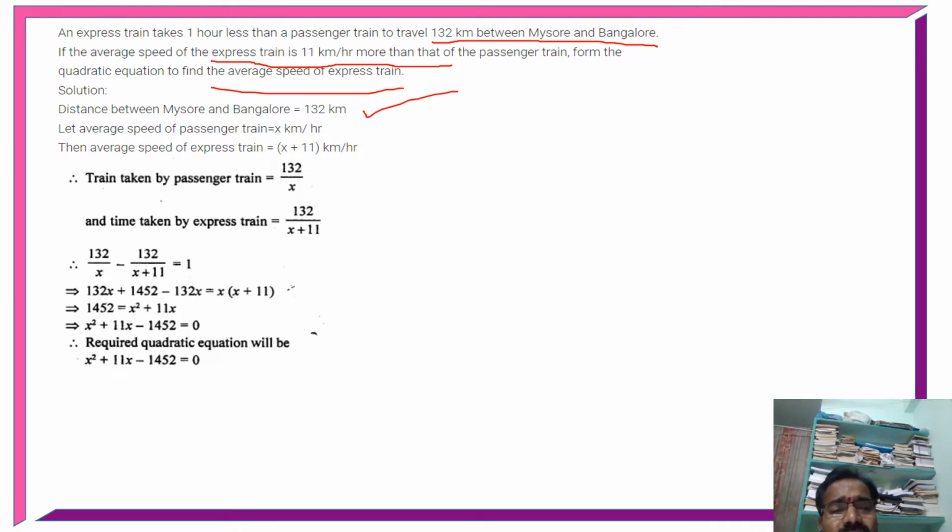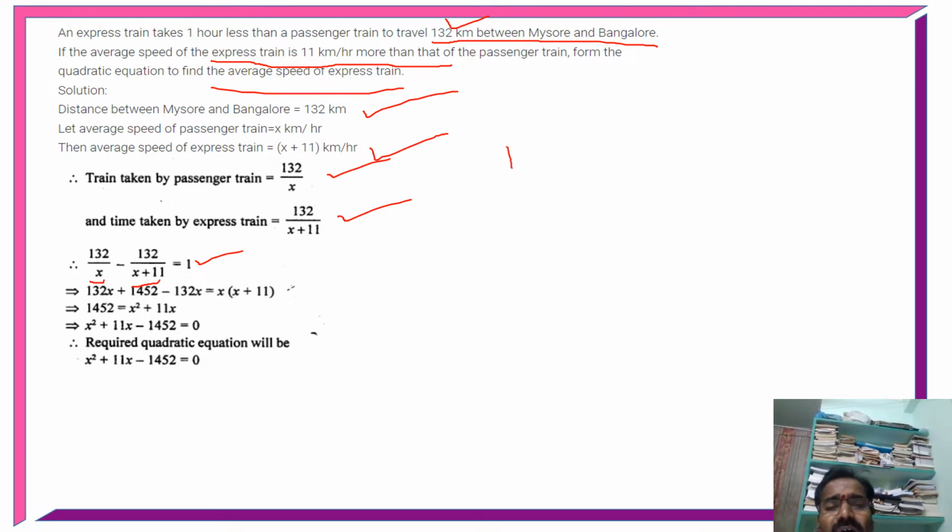Let us say the total distance is 132 kilometers, and let us take the average speed of the passenger train as x kilometers per hour. As it is given, the express train is 11 kilometers more, so the average speed of the express train will become x plus 11 kilometers per hour. Please apply to regular life examples. 1 hour less means the passenger train is taking more time and the express train will take less time. So time taken by passenger train minus time taken by express train equals 1. So 132 by x minus 132 by x plus 11 equals 1.